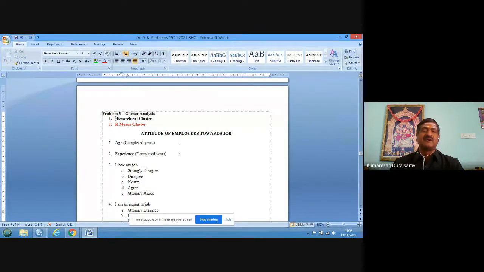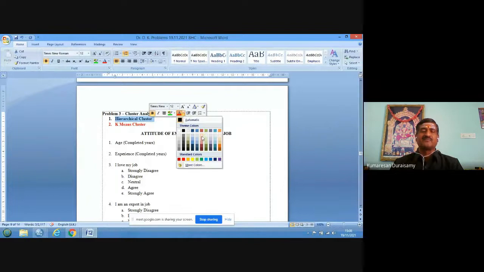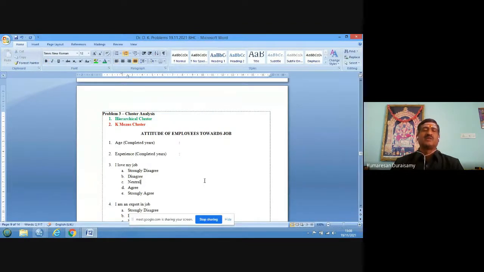So first step, we have to go to a hierarchical cluster. From that analysis, we can understand how many clusters are to be formed. Then we can go to k-means cluster.